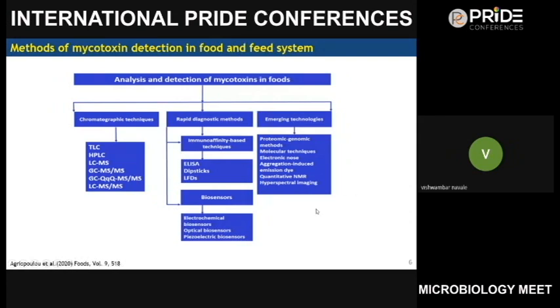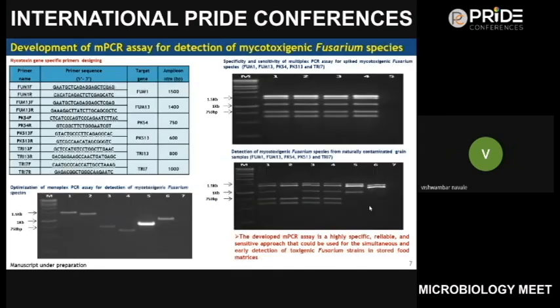But in developing countries like India, LC-MS and these rapid diagnostic ELISA kits are so expensive. So PCR-based detection is a cost-effective method for the early detection of mycotoxin-producing fungi in food and feed. Considering this problem, we have developed a multiplex PCR for the simultaneous detection of mycotoxigenic Fusarium species.